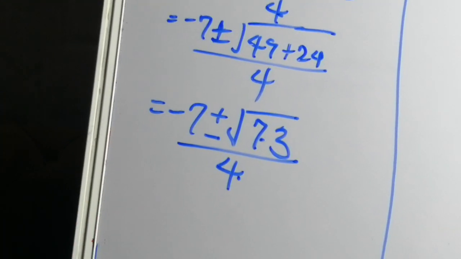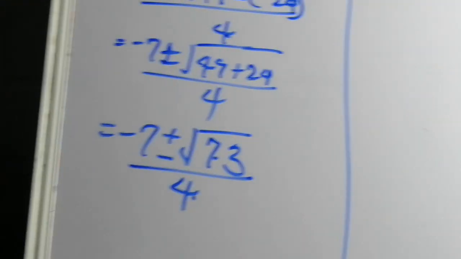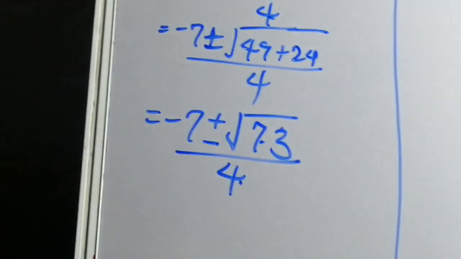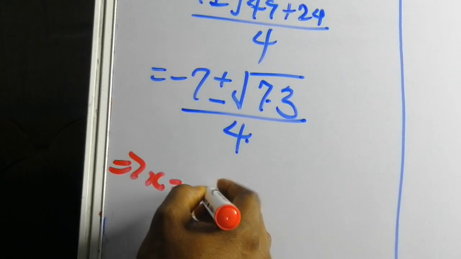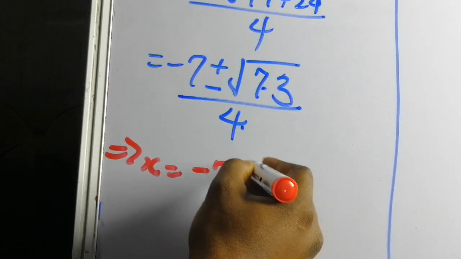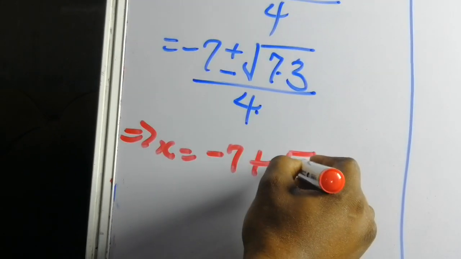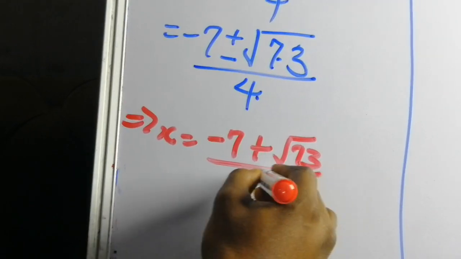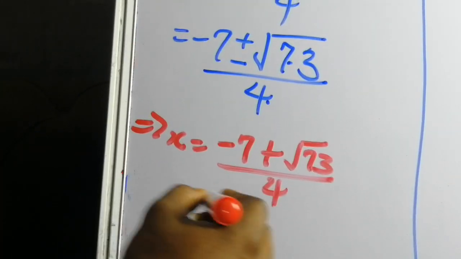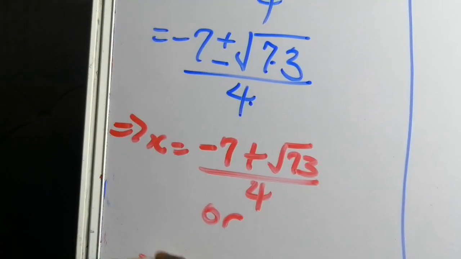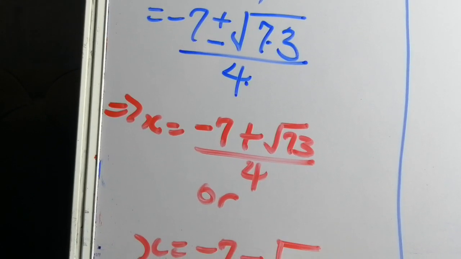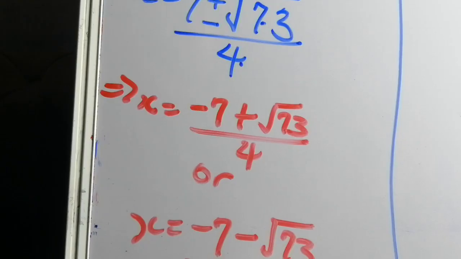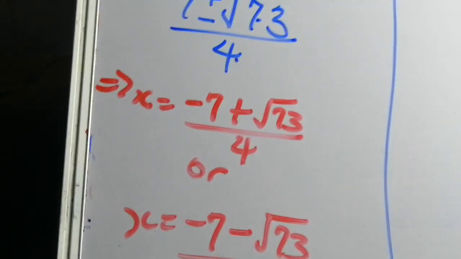So if you look at this one here, this one is minus 7 plus or minus. This implies that my x can either be equal to minus 7 plus root 73 over 4, or x equals minus 7 minus root 73 over 4. So that is the answer.